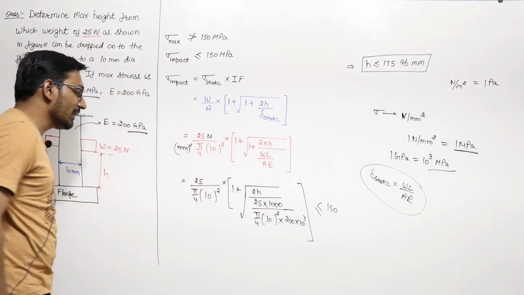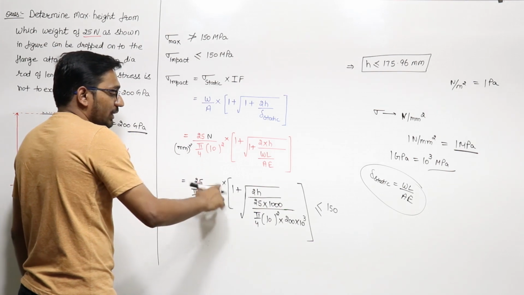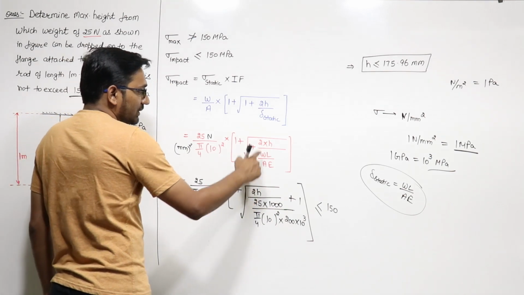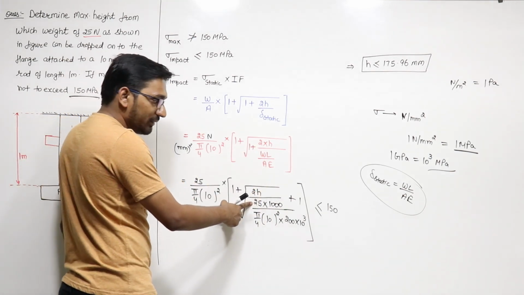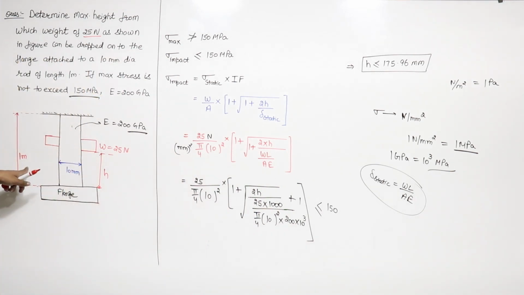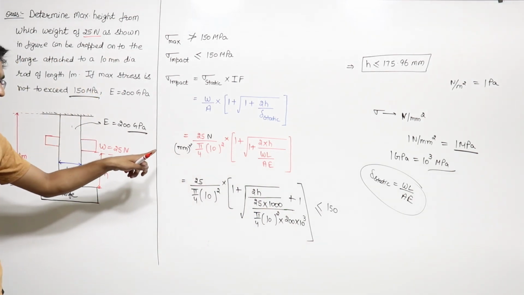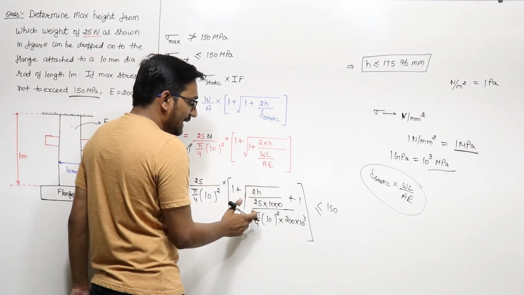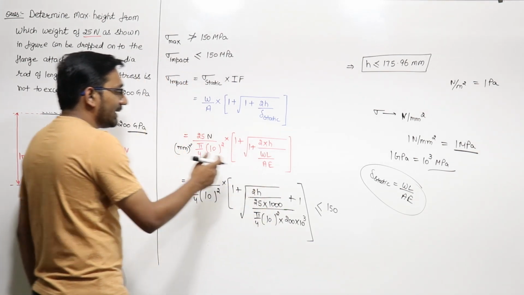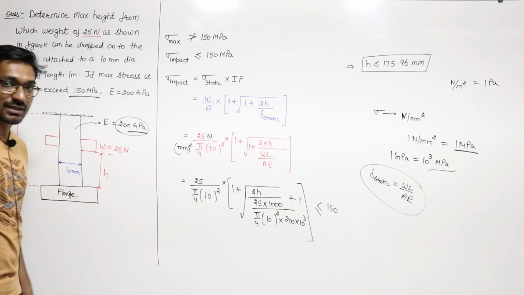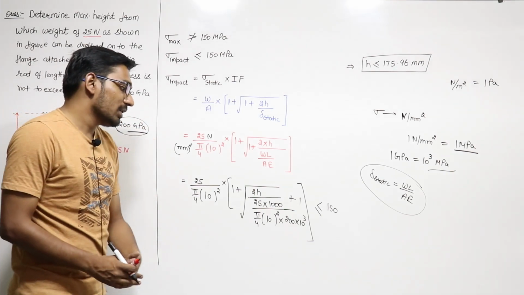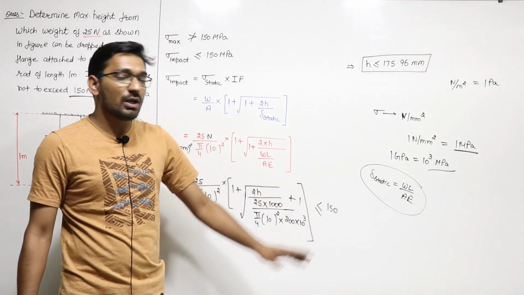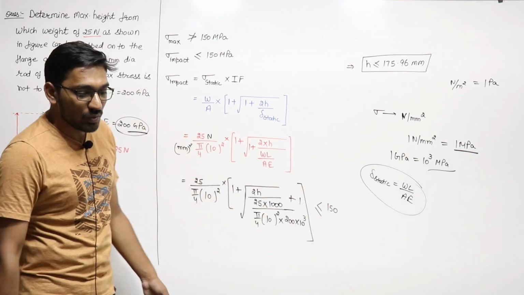If I put the values here, this is 25 upon pi by 4 d square into 1 plus under root 1 plus 2h upon weight, which is 25. Now this length is in meter, right? If I am taking every unit in mm, so I convert this length into 1000 mm, divided by area pi by 4 d square, in mm, and the value of E is given in gigapascal, so convert it into megapascal. So multiply by 10 raised to power 3 plus 1. It should be less than or equal to 150.